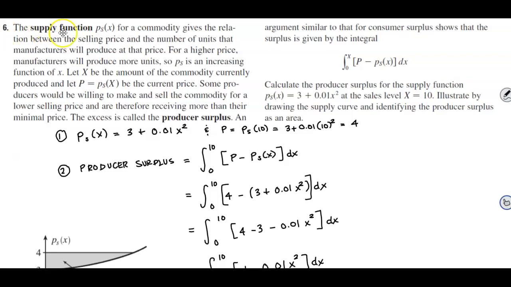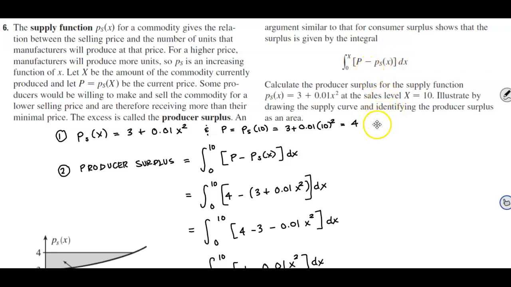An argument similar to that for the consumer surplus shows that the surplus is given by the following integral. You have the lower limit of 0 to X, and the function is P, which is the current price, minus the function p subscript s of x dx. Now what you notice is that this is sort of opposite of what the consumer surplus is.